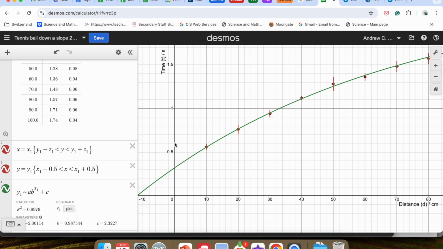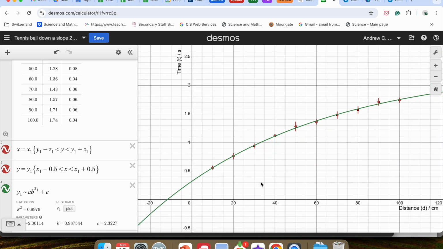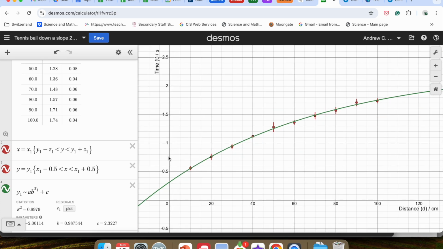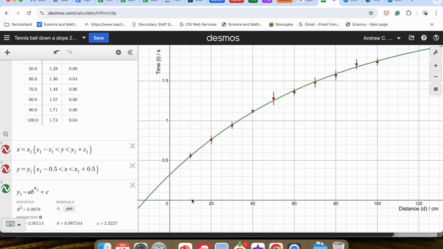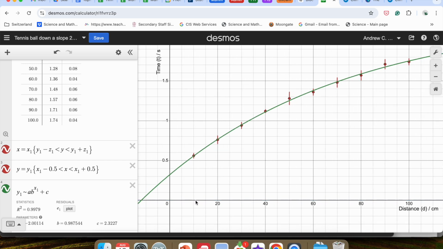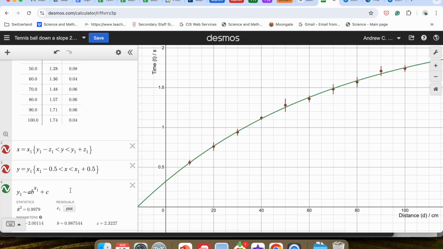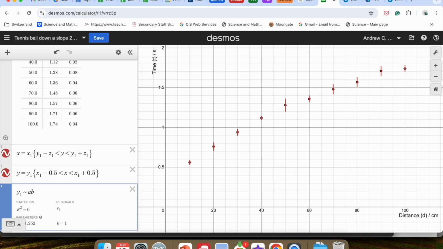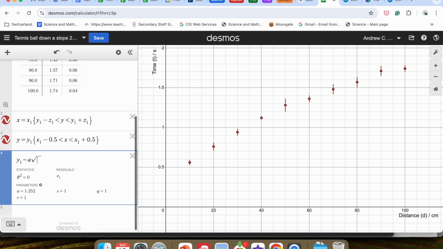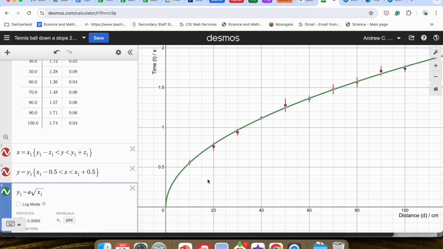So what do we do? It seems like we're not successful here finding a good model. Well, Isaac Newton comes to the rescue. What we're going to be learning in this course is his laws of motion. And according to Isaac Newton, we actually know that the time that the tennis ball takes to roll down a certain distance should be directly proportional to the square root of distance. That's what Isaac Newton tells us. So why don't we try that? Some constant times the square root of distance.